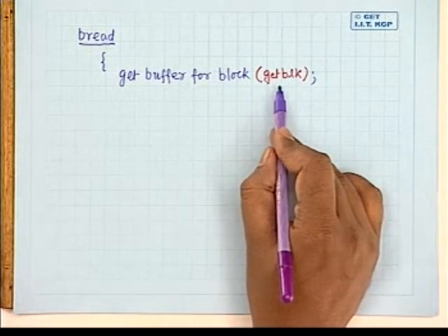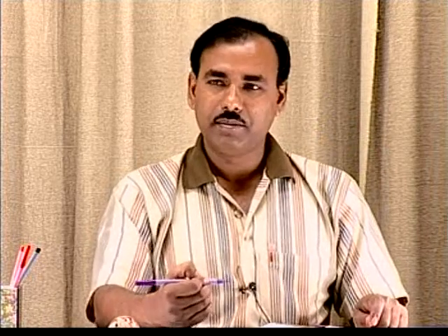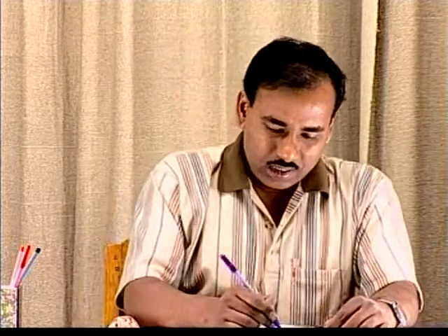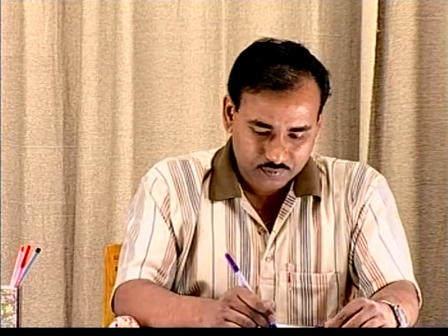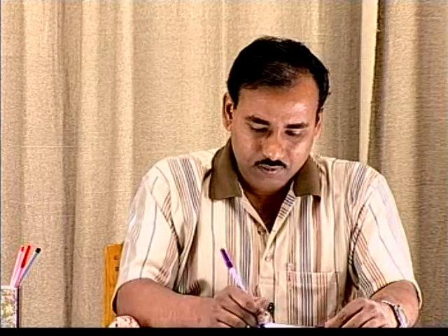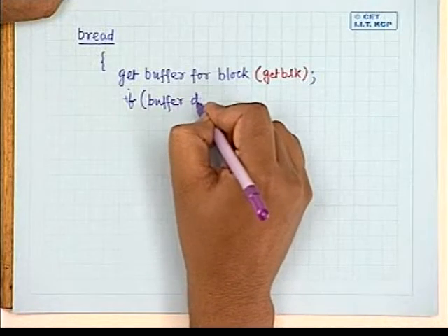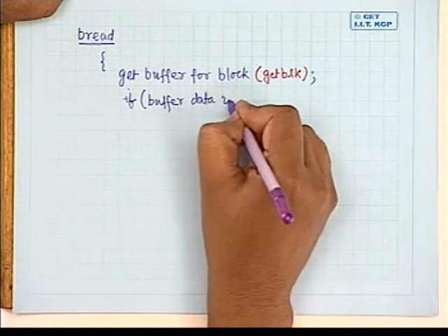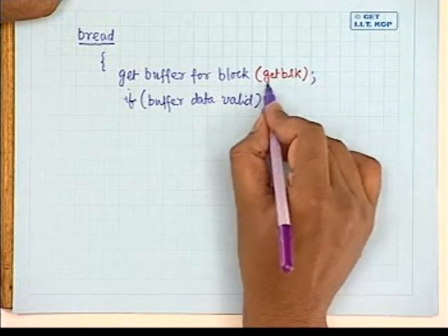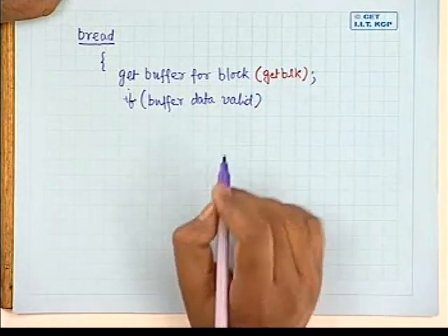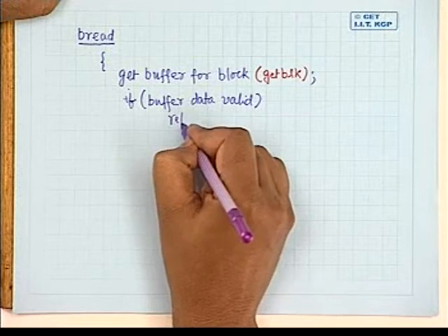So, if a buffer containing the data block is found, in that case that buffer will be returned to the process. Otherwise, a free buffer will be returned to the process. Okay. So, here if we find the buffer data is valid, valid includes that it contains the data for this particular block number which is requested. In that case, you simply return the buffer to the process.